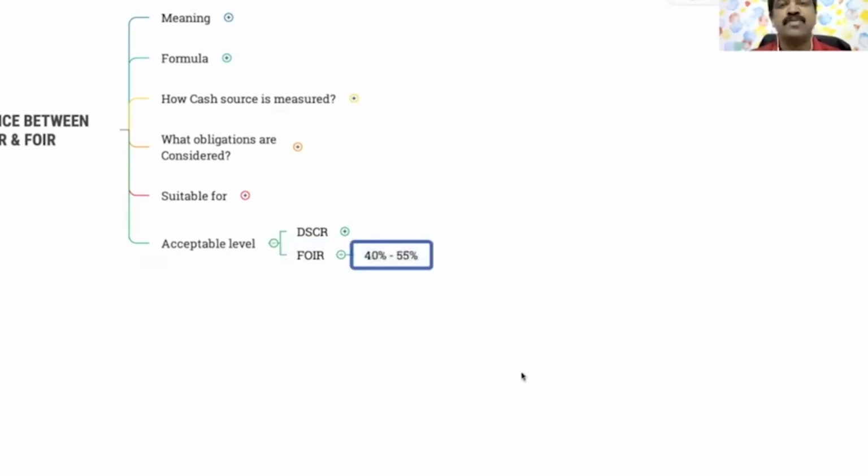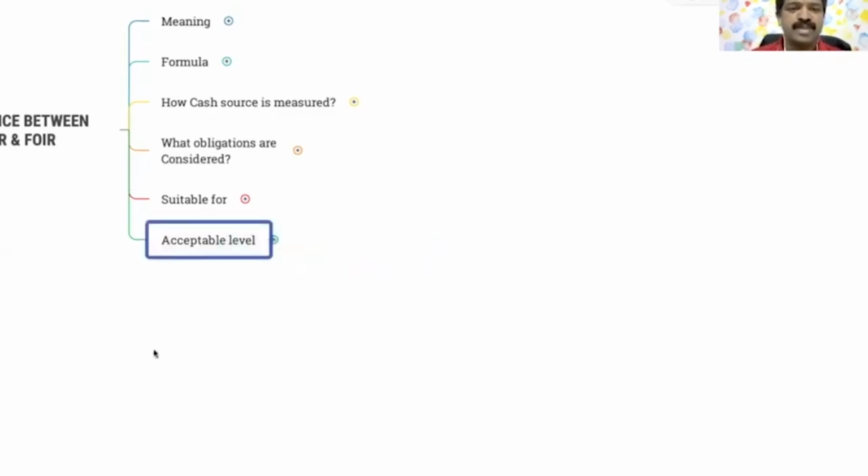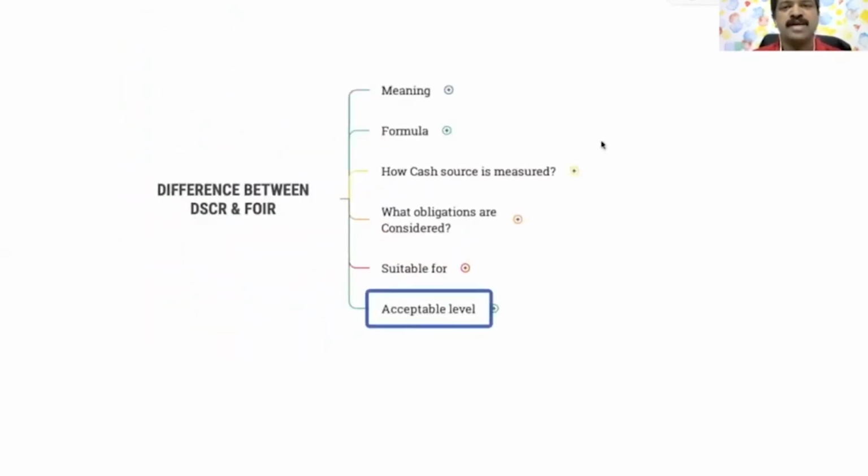So it should be between 40 to 55%. So if fixed obligations are greater than 55%, it means they are leveraged. They may not become eligible for financing. But on the other side, if FOIR is much below, say somewhere below 40%, it indicates they have much repayment capacity. Okay, so these are the broader differences. Even other differences can be added, but these are all the differences which I wish to add.